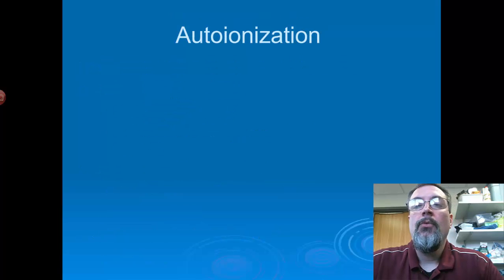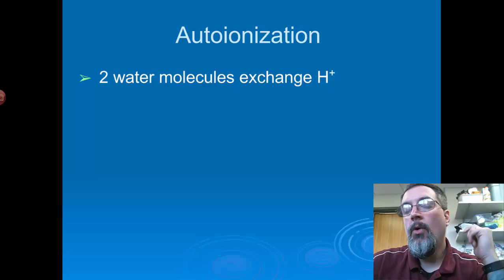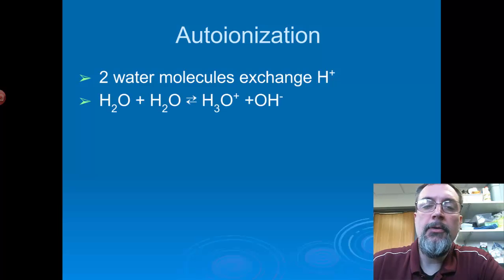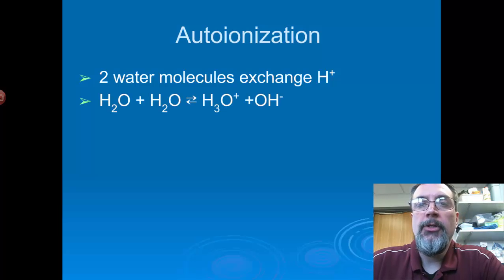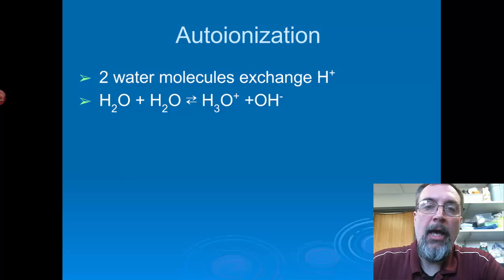Water does something interesting when it's just by itself. As it turns out, water will exchange a proton among two water molecules. So one of them would give up the proton, that makes it an acid. The other one will take it, that makes it a base. So water is both an acid and a base. We have a word for that. It's called amphoteric. Anything that is both an acid and a base is amphoteric.